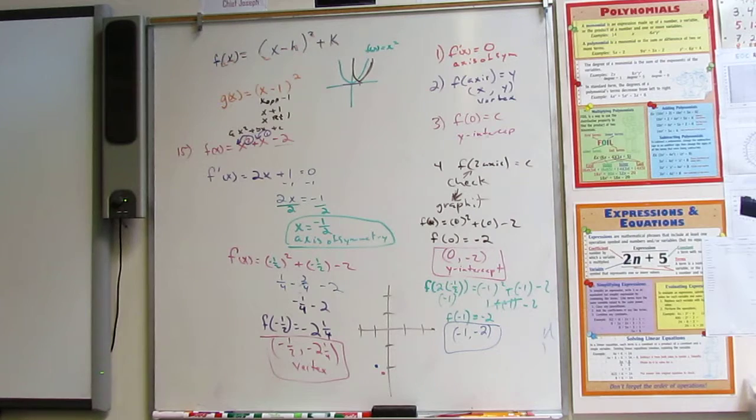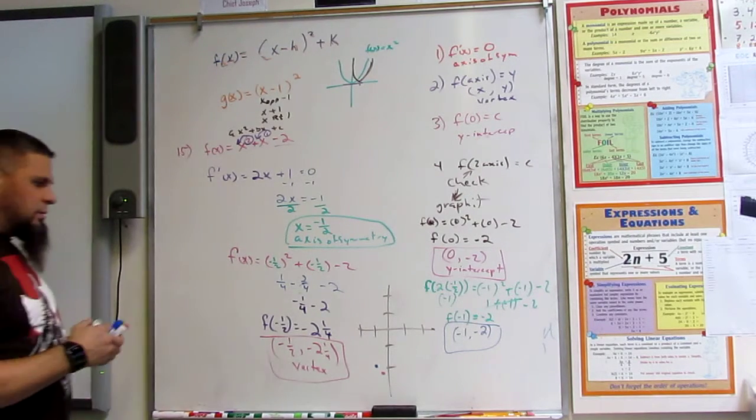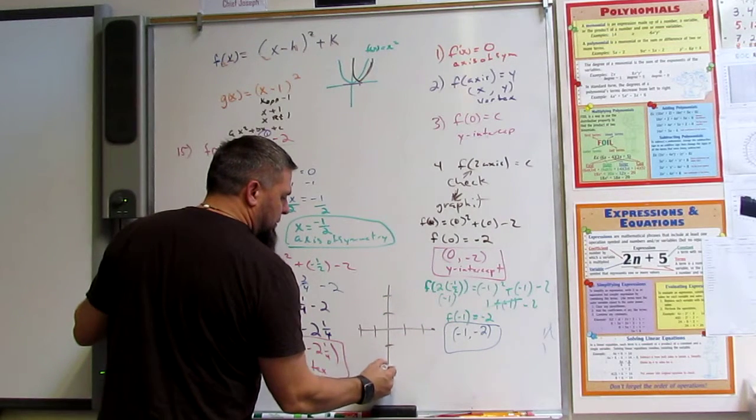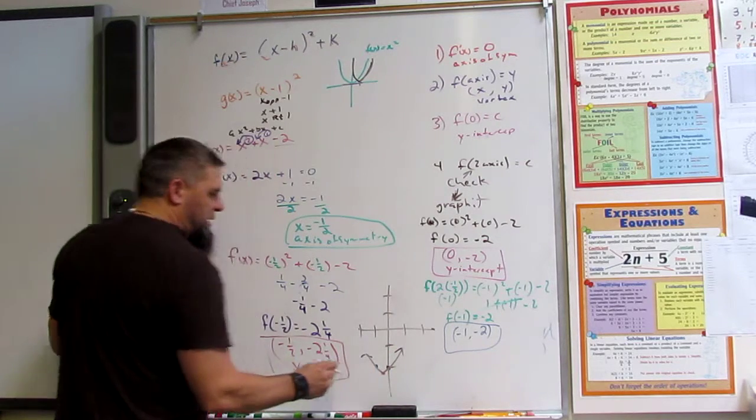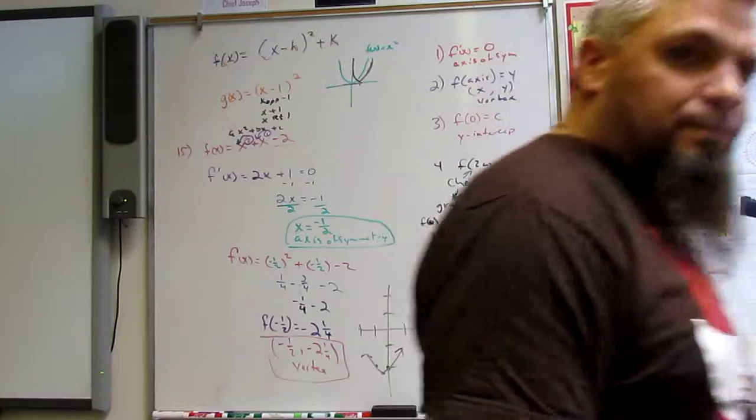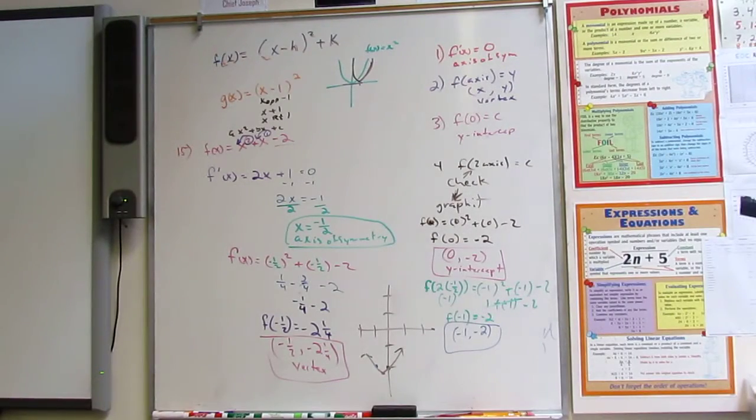And then I'm going to go 0, -2. And that should look like a parabola. And if it does, then you should have done it correctly. Alright? Yeah. Questions?